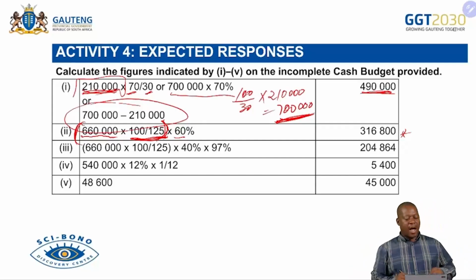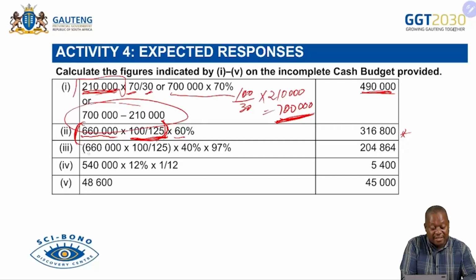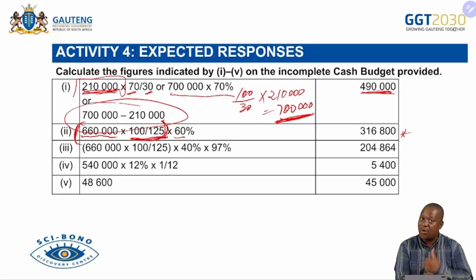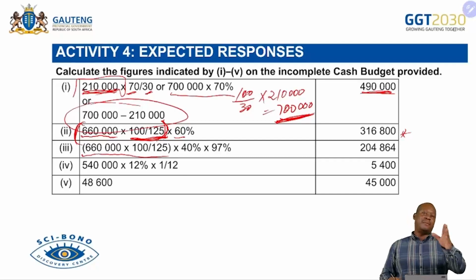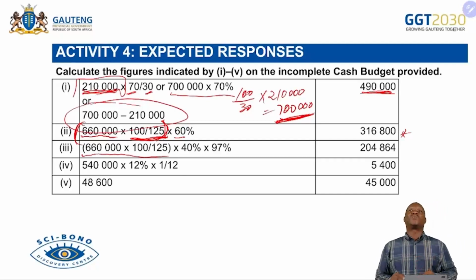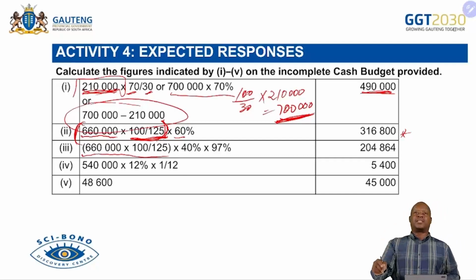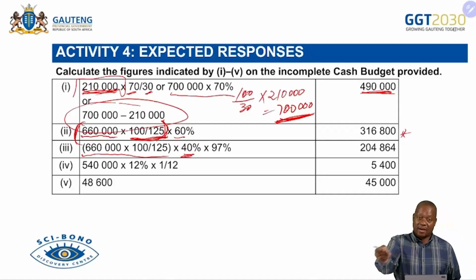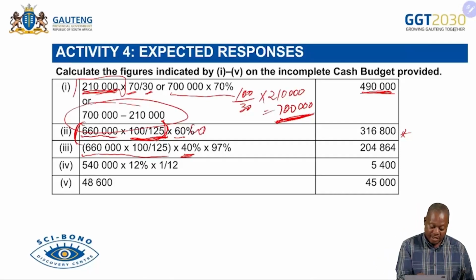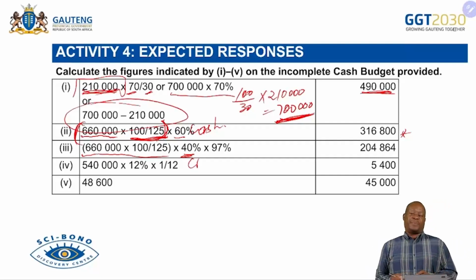So that's the reason why we are still going to use our 660, which are still the sales for October. We multiply by 100 over 125, and I said this gives us our purchases. And then remember, we are not interested only in the purchases, we are interested in the credit purchases. That's the reason why we are saying 40%. In the previous one, we were interested in the cash ones, where 60% was cash. And now we are interested in the credit ones. So we are taking the 40% now.